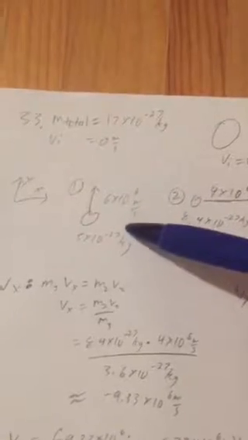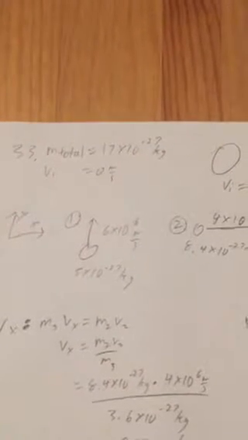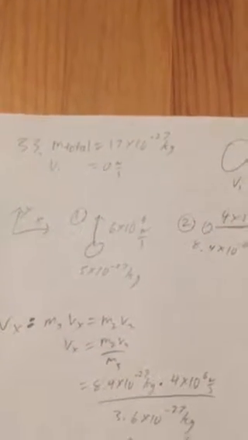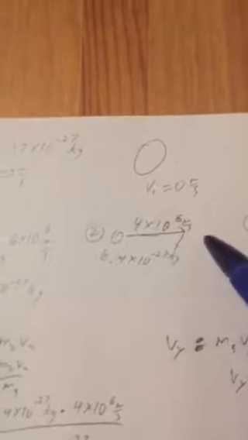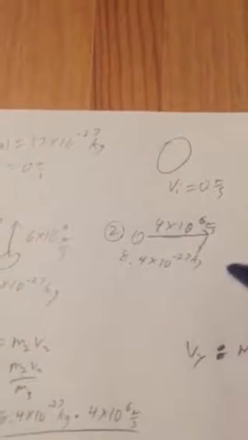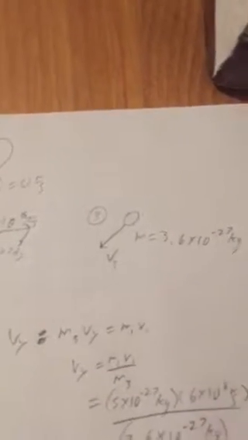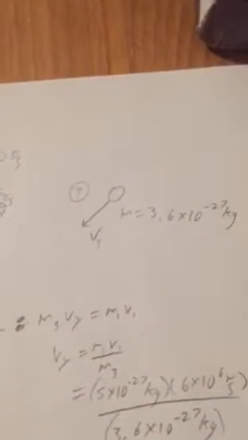One, 5 times 10 to the negative 27 kilograms, goes 6 times 10 to the 6 meters per second as a velocity solely in the y direction, while the second one goes 4 times 10 to the 6 meters per second in the x direction, and it has a mass of 8.4 times 10 to the negative 27 kilograms. Now the third one, we know its mass is, of course, the original mass minus the other two masses, so we get 3.6 times 10 to the negative 27 kilograms, but we do not know what velocity it has.